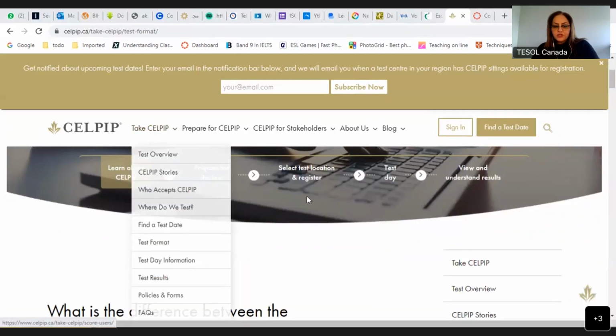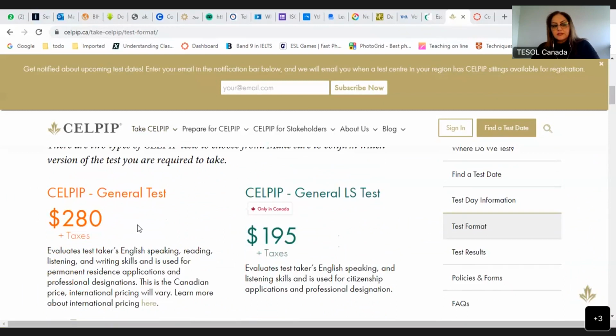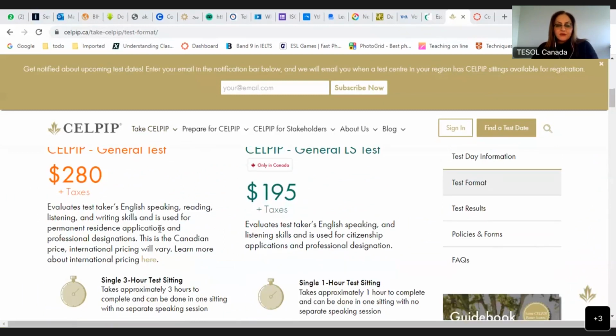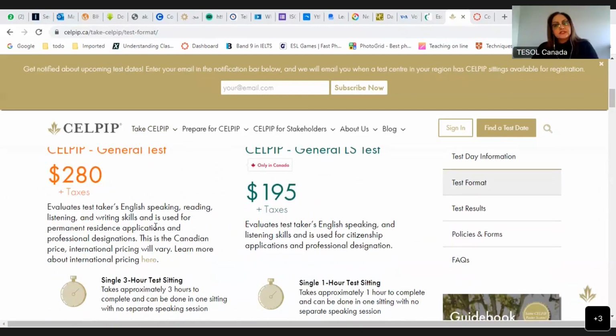So the format shows the difference between CELPIP General and CELPIP General LS. It's very expensive compared to IELTS and TOEFL, more than $300. Do they expire? Yes, they expire after 2 years. Oh, the same. Okay. Usually proficiency tests expire, except Cambridge tests like FCE, CAE, or CPE. There's no expiry time.